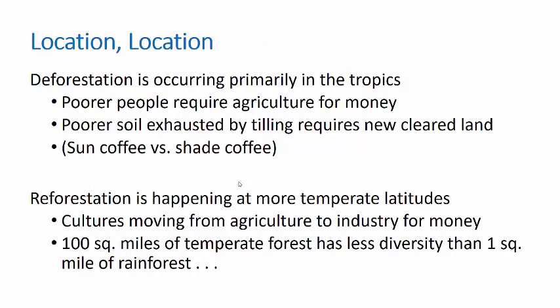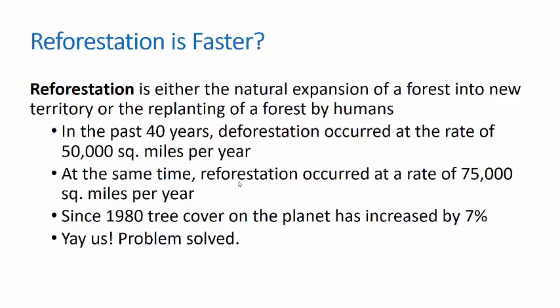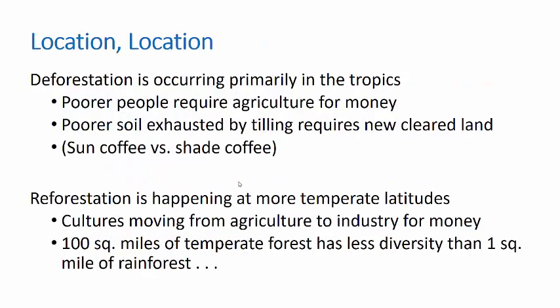See, deforestation is not just about percent tree cover on the planet. Okay, it's not just about number of square miles per year. It's also about where it is. The deforestation is primarily in the tropics. This is a place where you have a poorer population that primarily relies on agriculture for their money, and tropical soil, because there's so much rain there, is highly eroded soil, so there's not many nutrients in it. So the poorer soil gets exhausted.